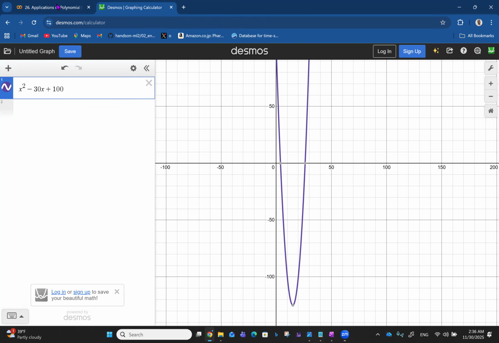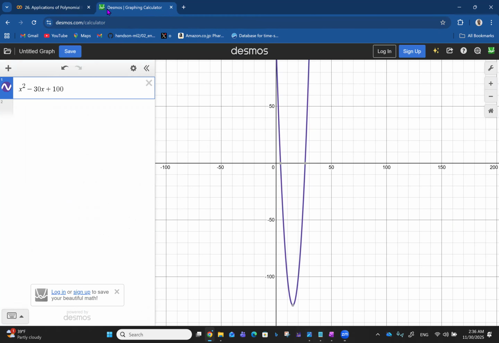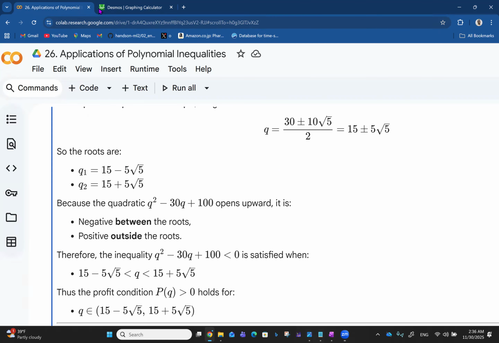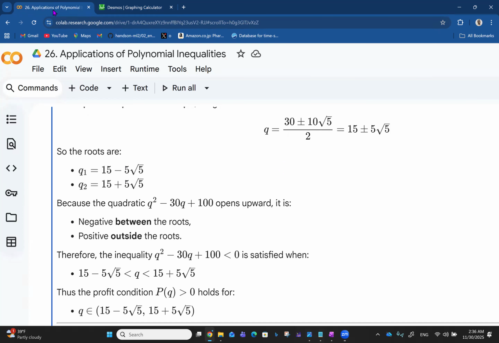So what are we even analyzing? We're analyzing profit. Because the quadratic Q squared minus 30Q plus 100 opens upward, it is negative between the roots. So you see between these roots we have negative, and then positive outside the roots. That means before this point it is positive, after this point it is positive, but in between it is negative. So we don't want that portion. Therefore, the inequality Q squared minus 30Q plus 100 less than 0 is satisfied when you are within the roots. That's 15 minus 5 root 5 less than Q less than 15 plus 5 root 5.